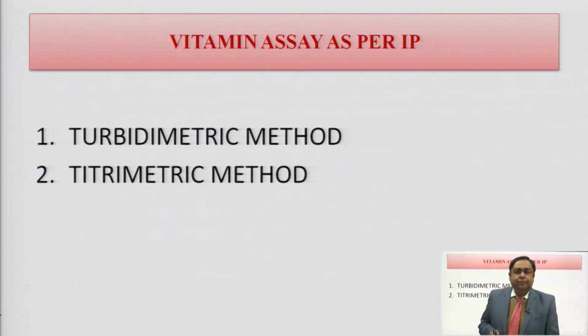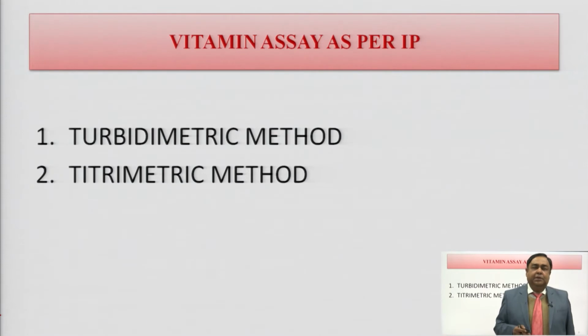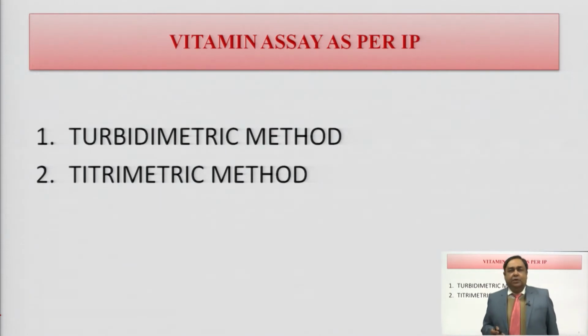So, keeping that perspective in our mind, where we have to measure the degree of exhibition, vitamin assay can be estimated or assayed by two techniques. One is called the titrimetric method and the other one is called the turbidimetric method.